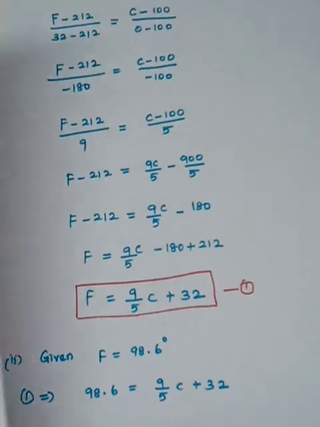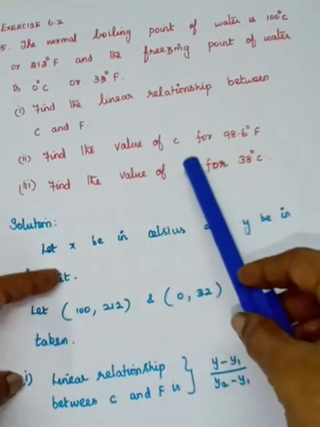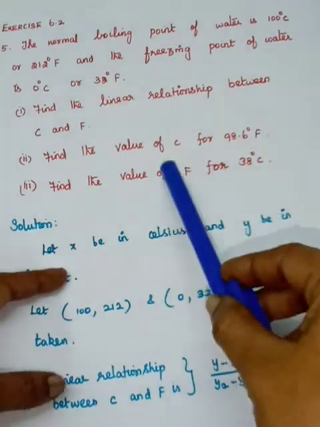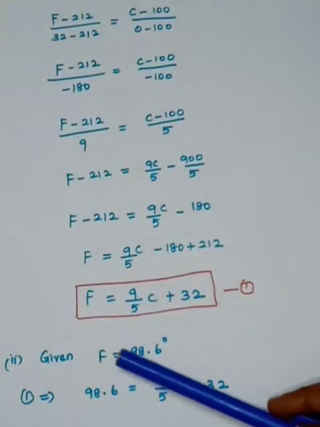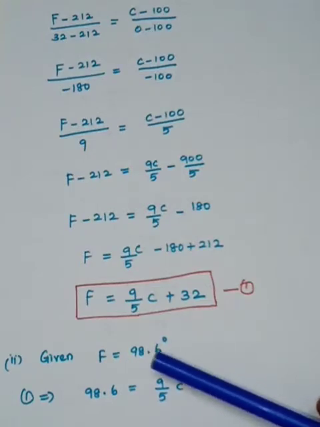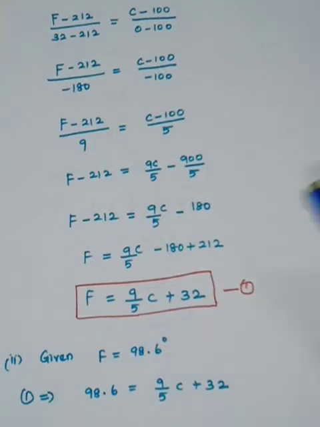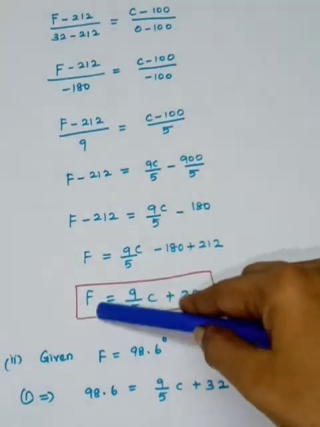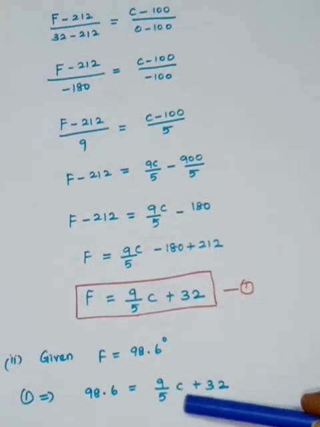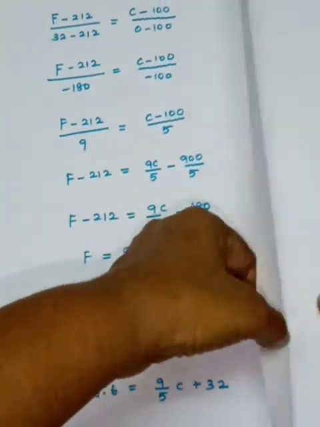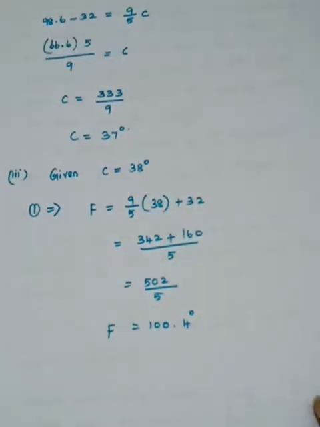Okay, so coming to the second subdivision, what is asked? Find the value of C for 98.6 degrees Fahrenheit. So Fahrenheit is given, you have to find the value of C. So here F is equal to 98.6 is given. So what you have to do, in the first equation you have to substitute F as 98.6 degrees. So in the place of F, 98.6 is equal to 9 by 5 C plus 32. Bring this 32 to the left side, so it will become minus 32: 98.6 minus 32 is equal to 9 by 5 C.